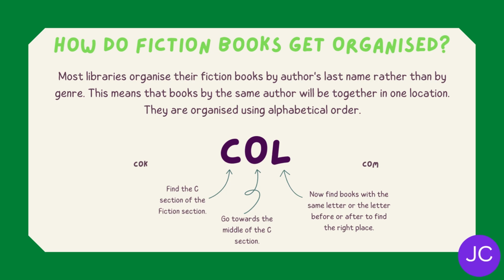So here's an example of a fiction book with the call number COL. Step 1. Find the C section of the fiction section. Step 2. Go towards the middle of the C section. Step 3. Find books with the same letter or the letter before or after to find the right place. But sometimes it is not done because there are other fiction books that are grouped in a set of books.